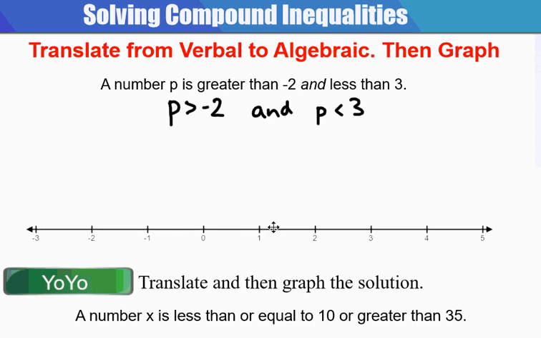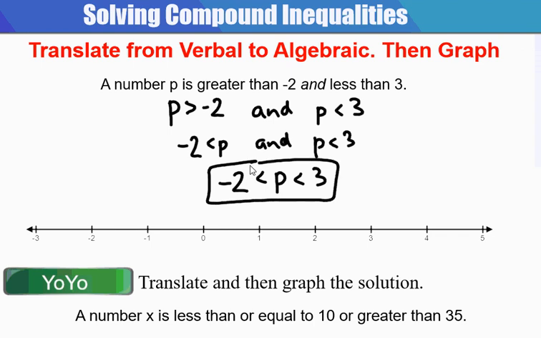I could write this the shorthand way by saying that, hey, that means that -2 is less than p and p is less than 3. And if I notice, these p's in the middle are kind of redundant, so I could write the final statement as saying that p is somewhere in between -2 and 3.